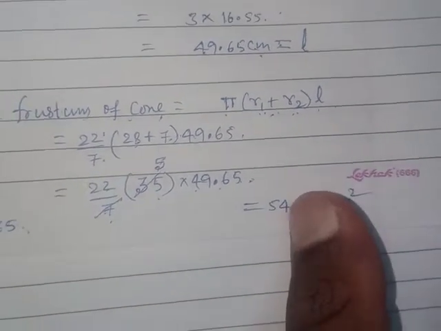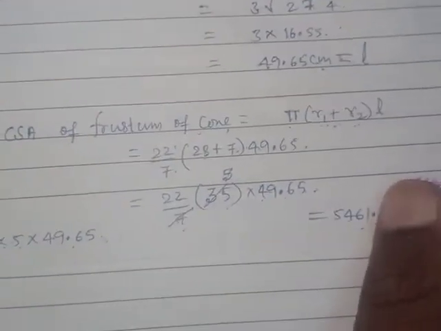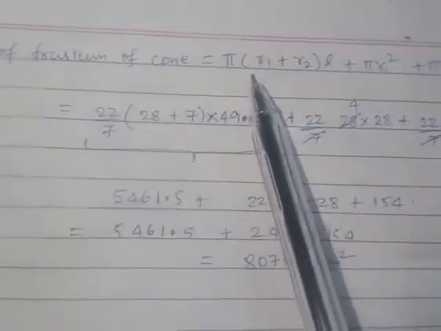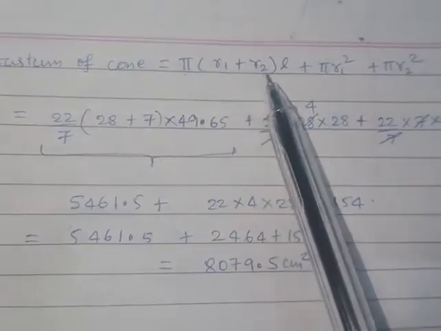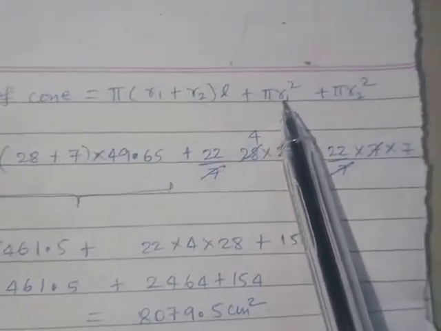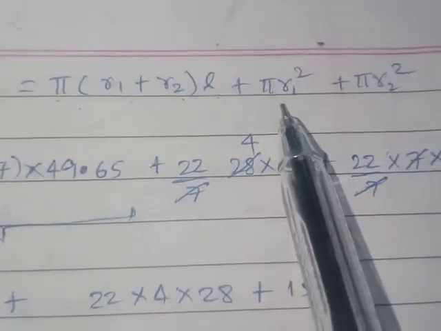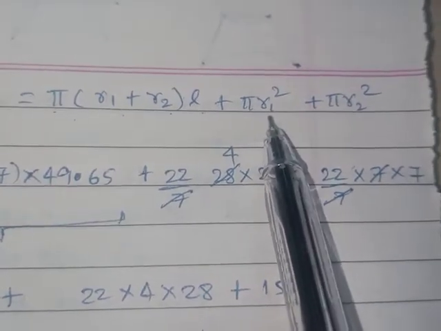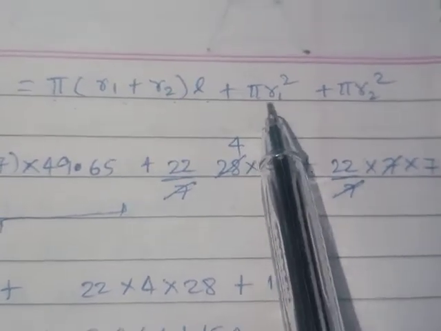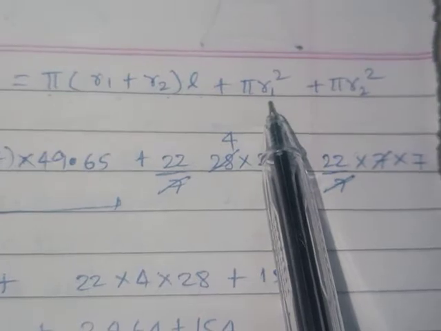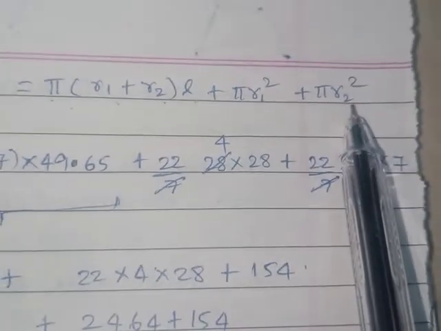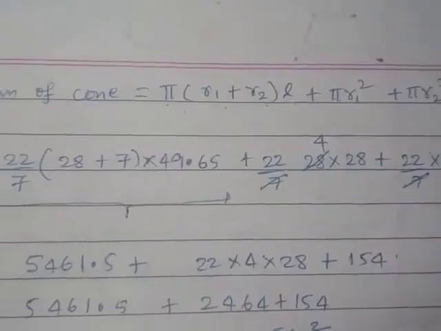Now we further move to find the total surface area of the frustum of the cone. How to find the total surface area? Observe here, the total surface area of the frustum of cone is equal to, the formula is pi into r1 plus r2 into L plus pi r1 square. Pi r1 square is nothing but the area of the bottom of the frustum of the cone, and pi r2 square is the area of the top of the frustum of the cone.